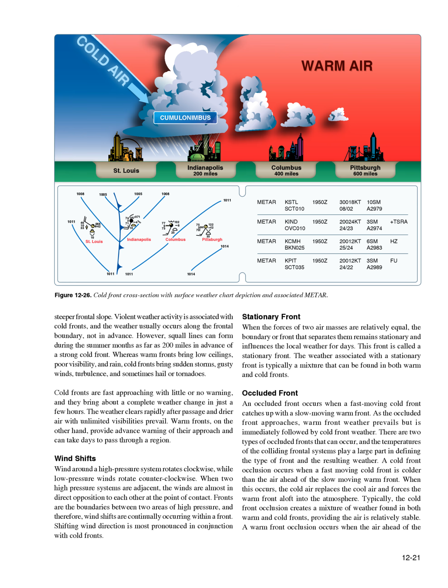There are two types of occluded fronts that can occur, and the temperatures of the colliding frontal systems play a large part in defining the type of front and the resulting weather. A cold front occlusion occurs when a fast-moving cold front is colder than the air ahead of the slow-moving warm front. When this occurs, the cold air replaces the cool air and forces the warm front aloft into the atmosphere. Typically, the cold front occlusion creates a mixture of weather found in both warm and cold fronts, providing the air is relatively stable.